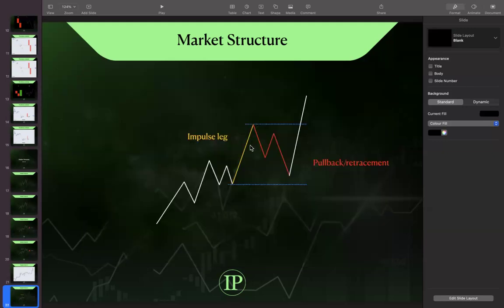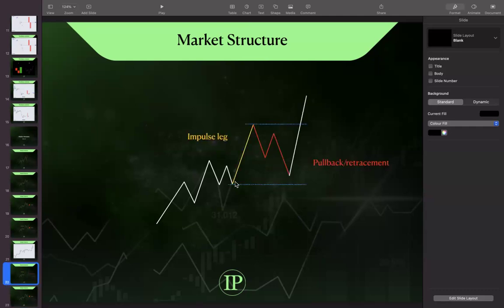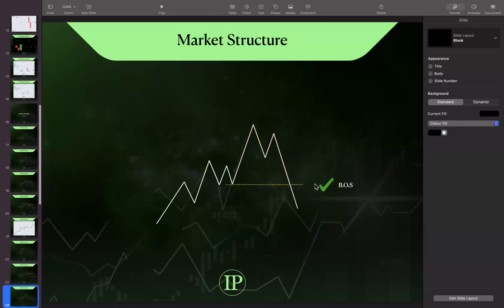Okay, let's have a look at this. So impulse, pullback, or retracement. That is basically what we see after an impulse. Okay, just so that we know, this is not a break of structure. Okay, not a break of structure. Only once we break below the low of our impulse, only then it becomes a break of structure. Okay, like this.